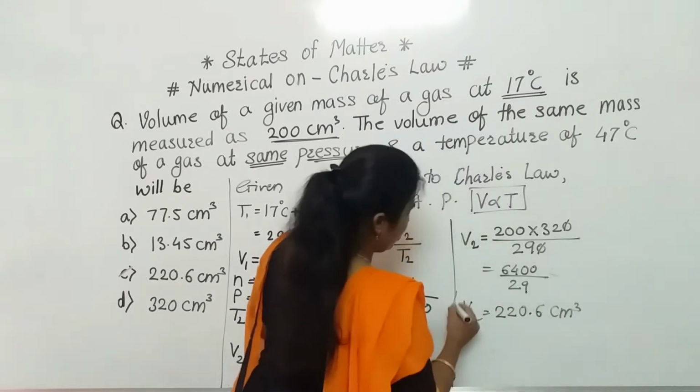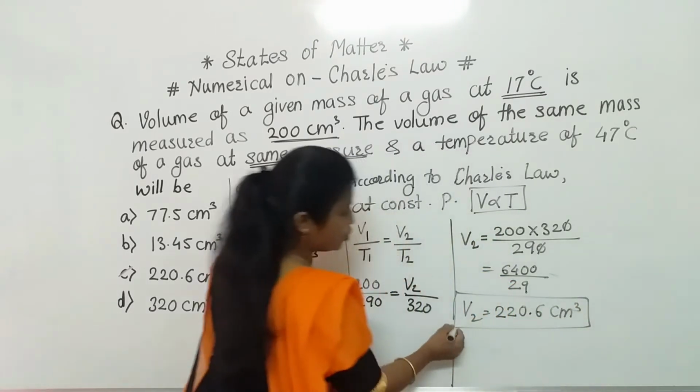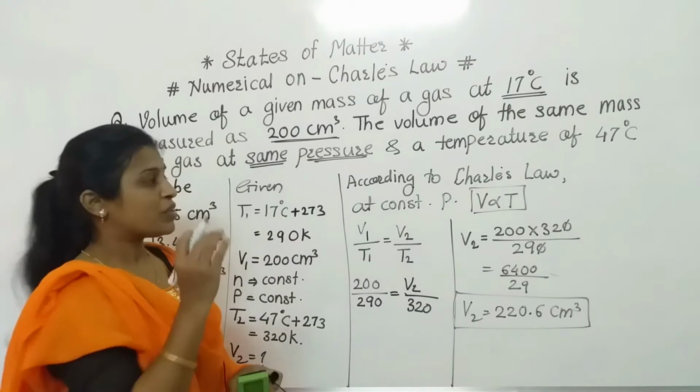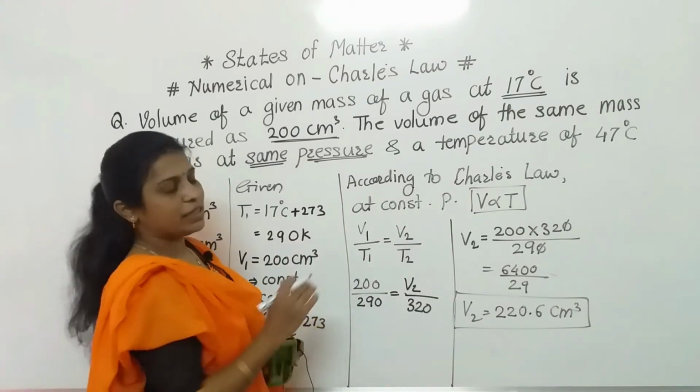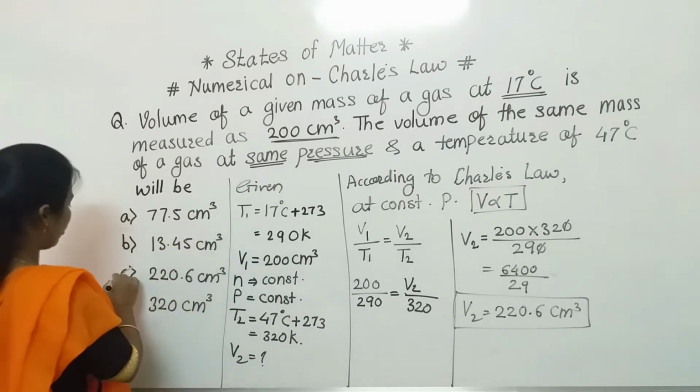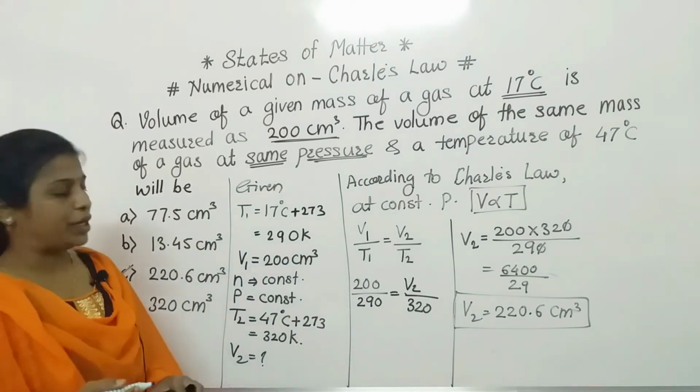centimeter cube. So I hope everyone understood how to identify the law, which law is here, and how to complete the numerical. So in that, option C, that is 220.6, is the answer.